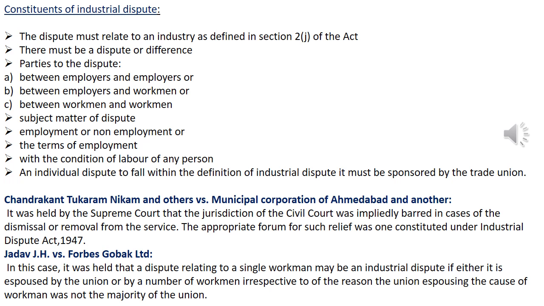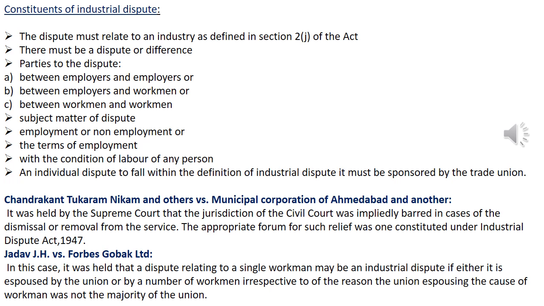So, here in this case, the Supreme Court said that the civil court is not the appropriate forum to take up cases of dismissal or removal from the service of employees, and if there is any dispute relating to an industrial dispute, then it can be considered under the Act. Again, another case: Jadhav J.H. versus Forbes Gokak Limited.